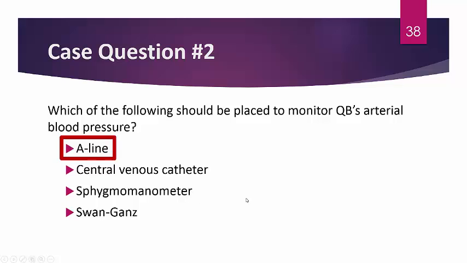A sphygmomanometer is a blood pressure cuff. And while, yes, it may be able to monitor an arterial blood pressure, remember it is not the best option to use in patients who are in shock. As in shock, different organs are emphasized more primarily for blood flow, such as the brain and the heart. And a Swan-Ganz catheter would not be ideal for monitoring an arterial blood pressure, as it's actually monitoring a lot of the venous pressures that we talked about, as well as the pulmonary artery pressures.